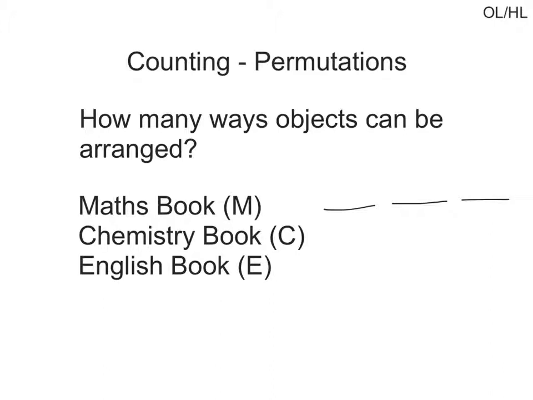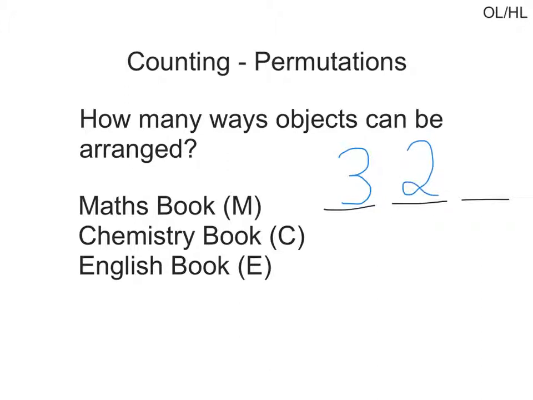For our first book on the shelf, we have 3 choices. We have a maths book, a chemistry book, or an English book. So we have 3 choices for the first spot. Now, we have put 1 book on the shelf, so we have 2 books remaining. This means we have 2 choices for the second spot on the shelf.